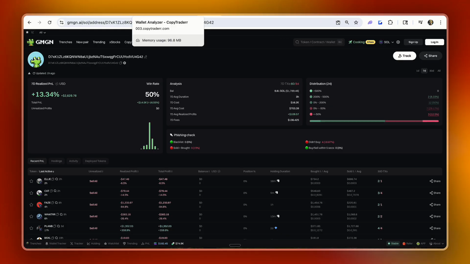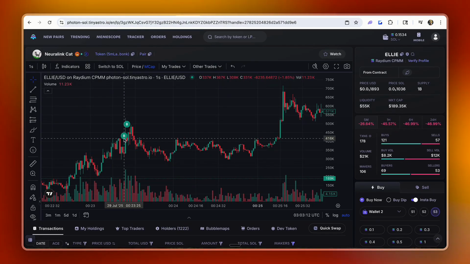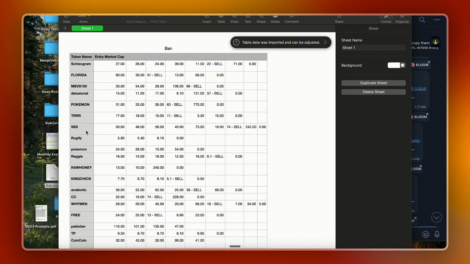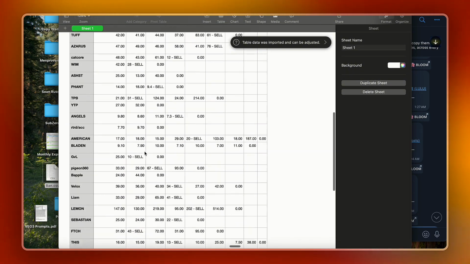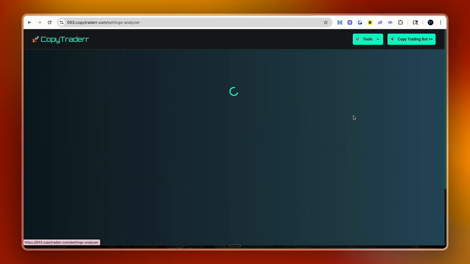Another thing you can do, which is quite interesting, is you could record on a CSV your approximate entry of every coin and then the market cap value along the life cycle of the coin. It would end up looking like something like this. You could do that for his last 50 trades, and then you can come to copy trader and go to the settings analyzer.